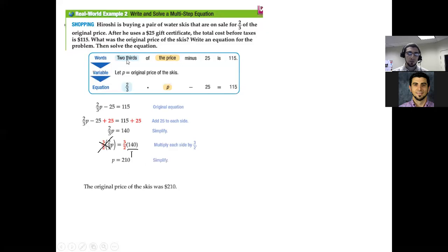Okay? And then you could check that answer. So in the original equation, you could do 2/3 of P, 2/3 of 210 minus 25 is 115, and it would work out. Now, since the numbers are in the context of a situation, you have to say what your answer represents in the context of the problem. Since it's money, it represents dollars, and in the context, what are we talking about? Well, we're talking about the original price of the skis, and it was $210.